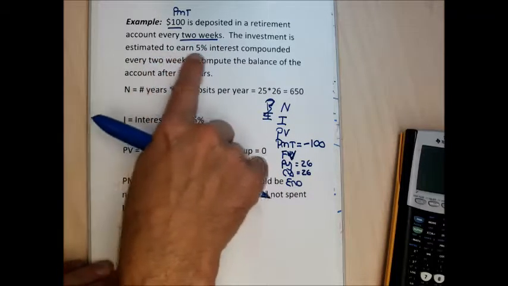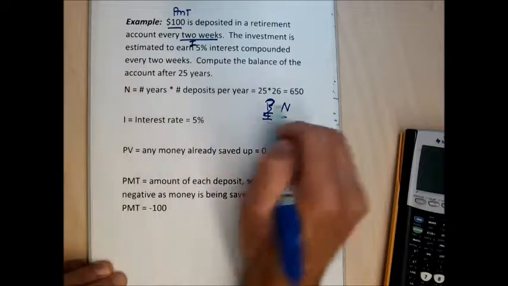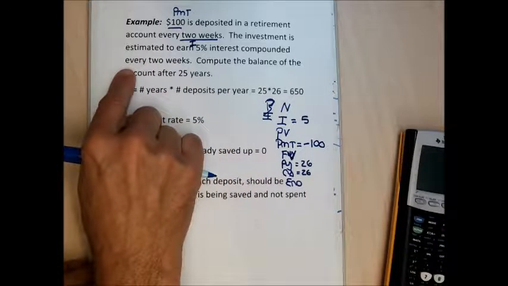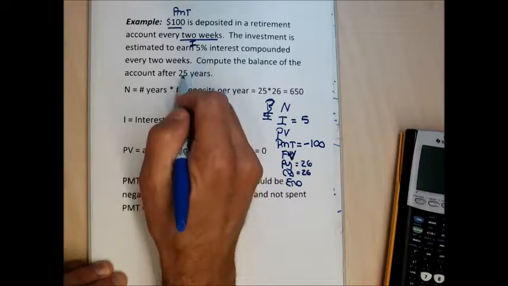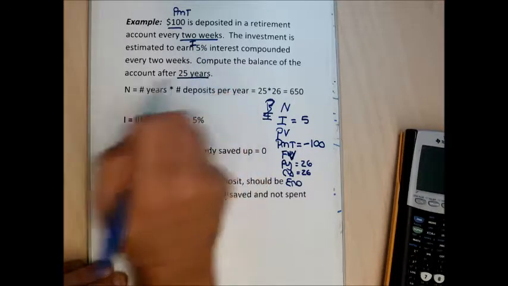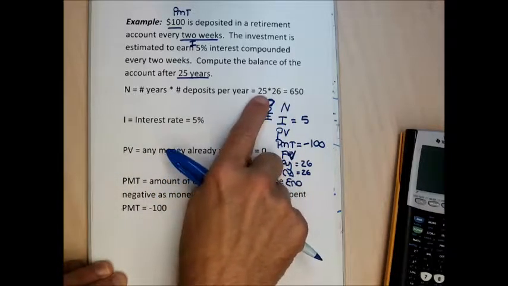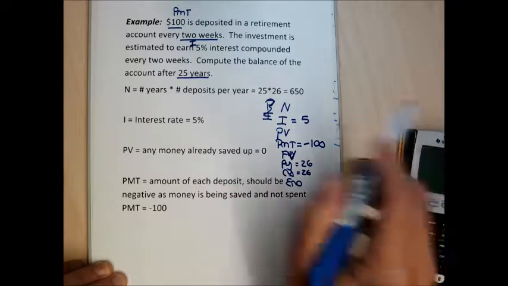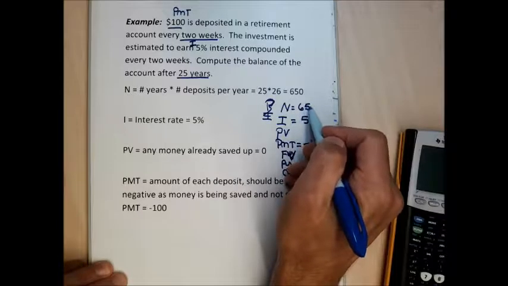The investment is expected to earn 5% compounded every 2 weeks. So that I is going to be 5%. The every 2 weeks is just a repeat again. And then it says compute the balance after 25 years. Well, this is going to help me get the N. The N isn't the number of years, it's the number of deposits. So I'm going to take the number of years times the number of deposits per year to get the N. So I did 25 times 26 and got 650 for the N.